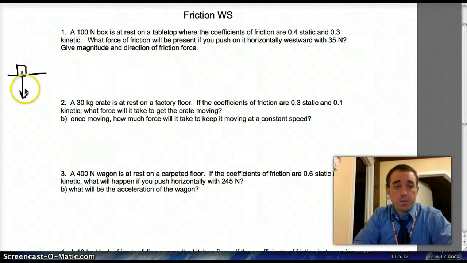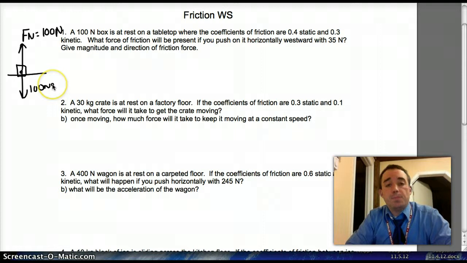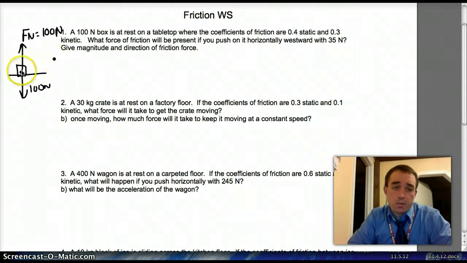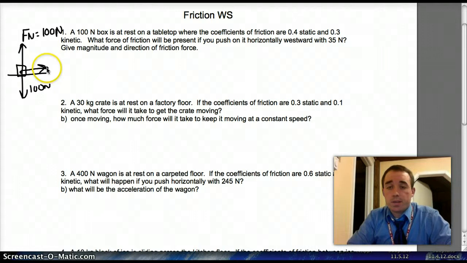That means that my normal force and my force of gravity cancel each other out, and both are 100 newtons. And I know that I'm going to be pushing it westward. We'll just say right is the west direction, of 35 newtons. So that's going to be an applied force.